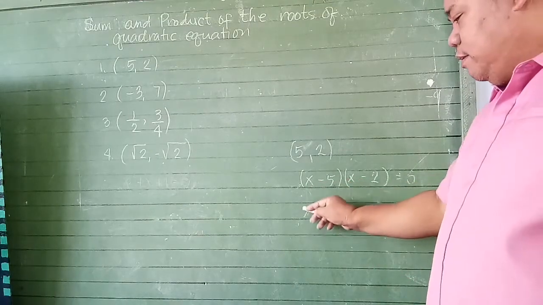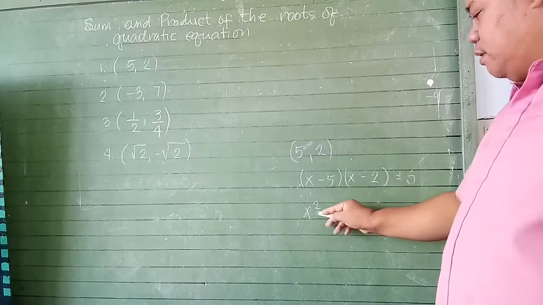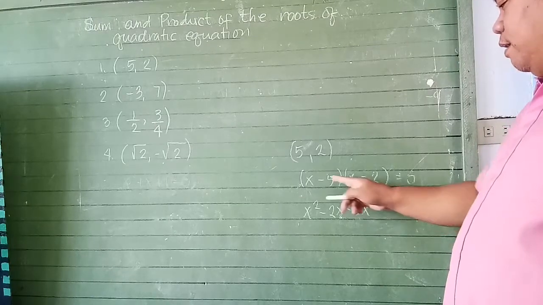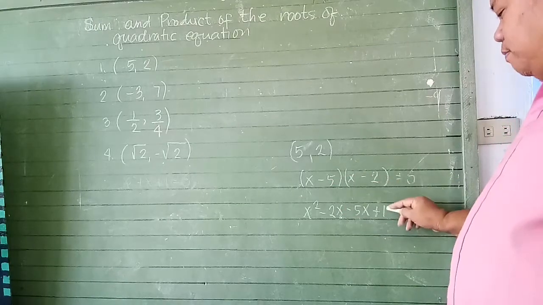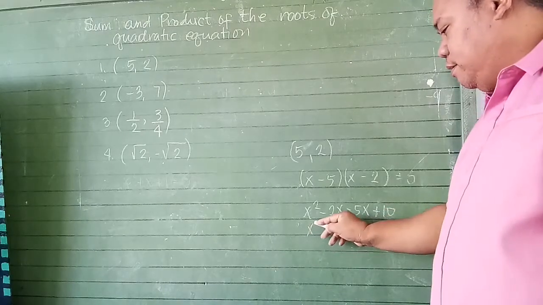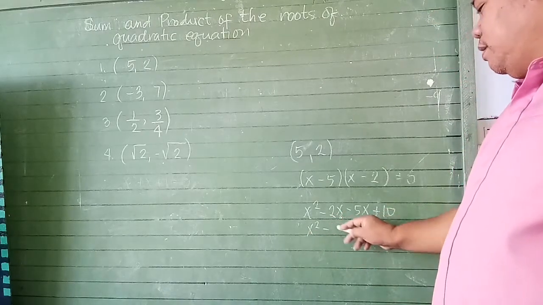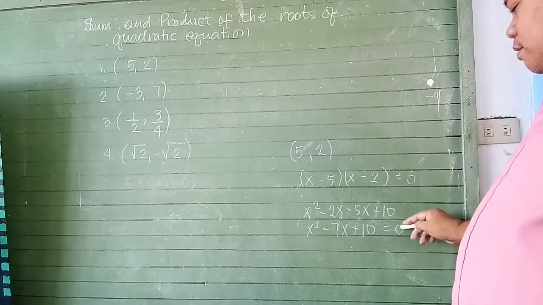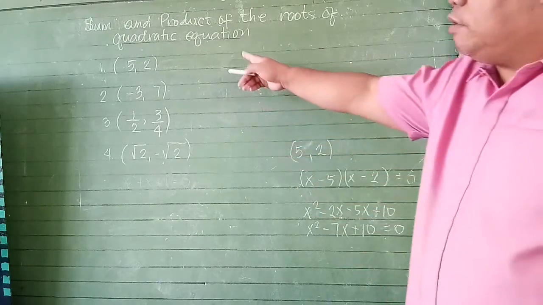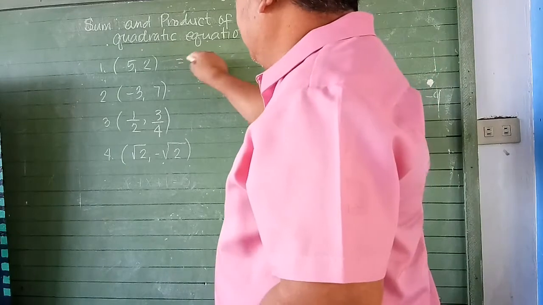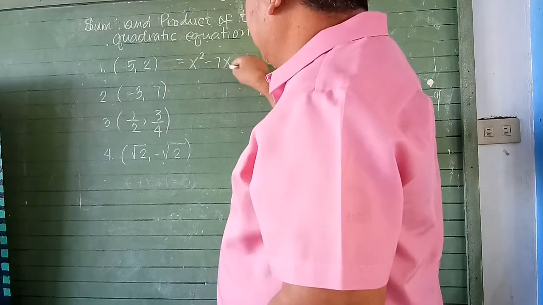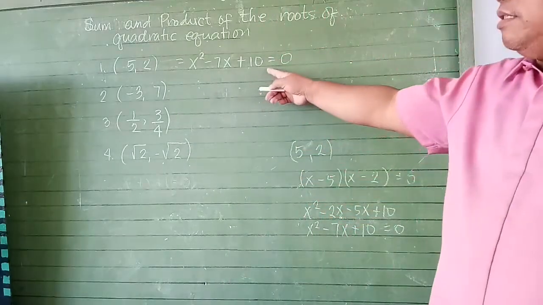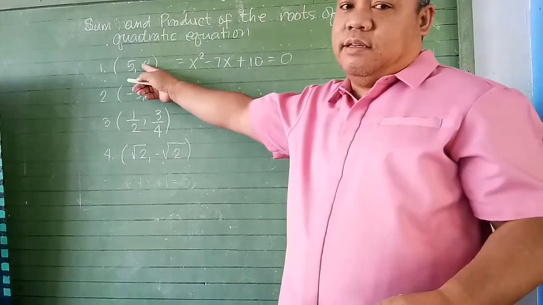This is x squared. The outer term is negative 2x. The inner term is negative 5x. And the last term is positive 10. So this is x squared minus 7x plus 10. So the equation for these roots is x squared minus 7x plus 10 equals 0. That means that this equation contains these roots.